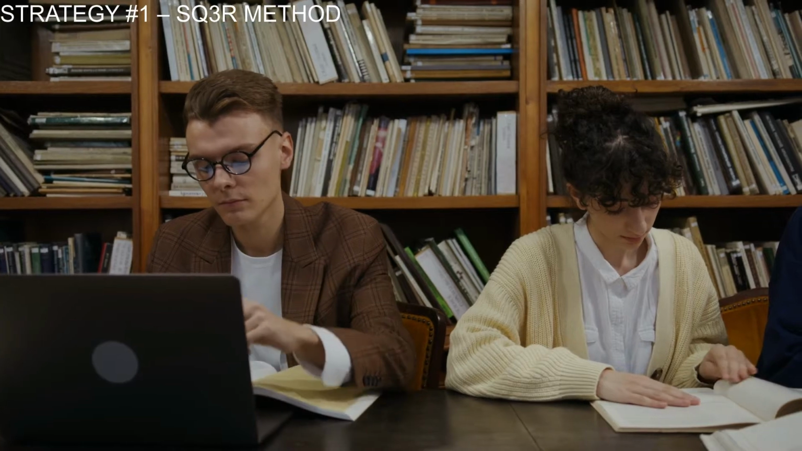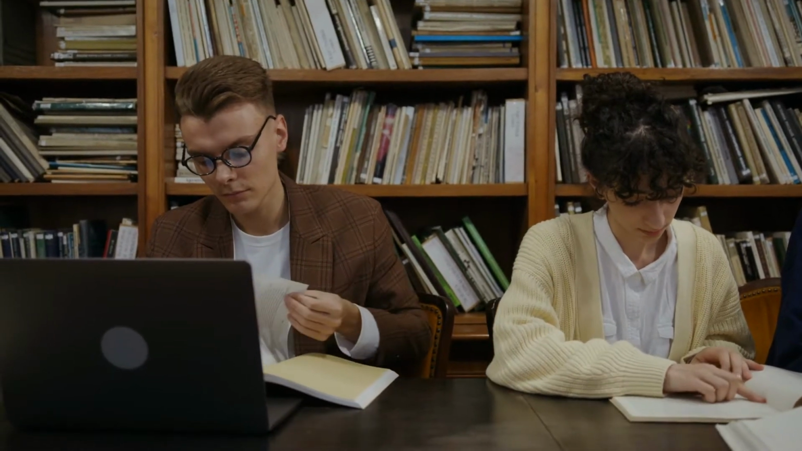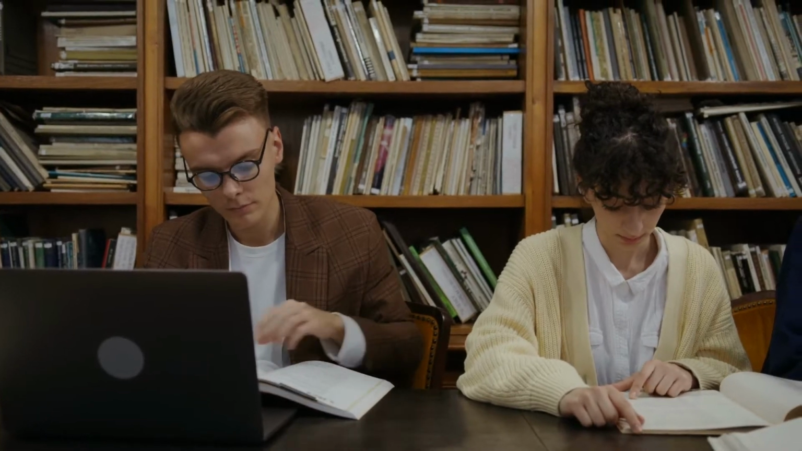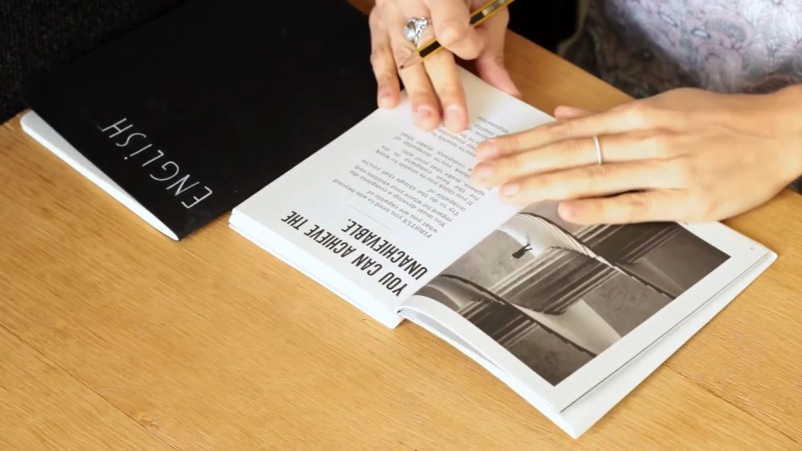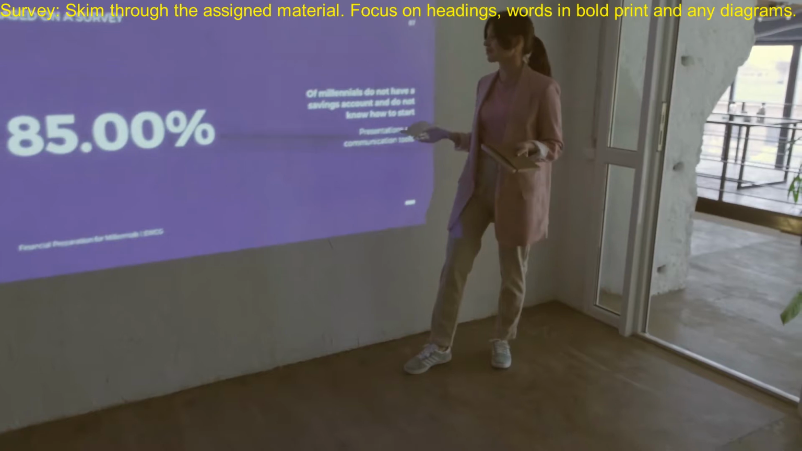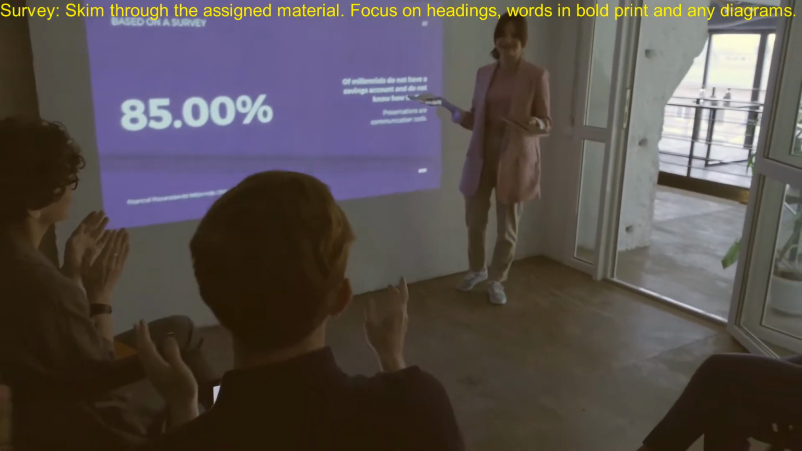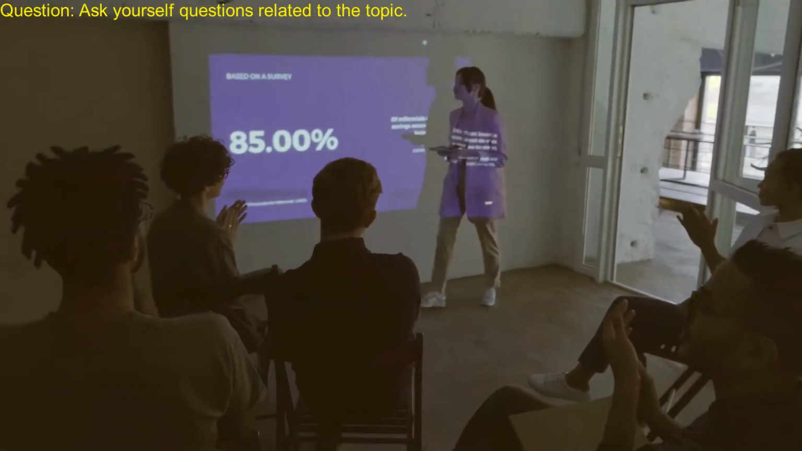Strategy 1. SQ3R Method. With the SQ3R approach to reading, you'll learn to think critically about a text. There are 5 steps. Step 1. Survey. Skim through the assigned material. Focus on headings, words in bold print, and any diagrams.